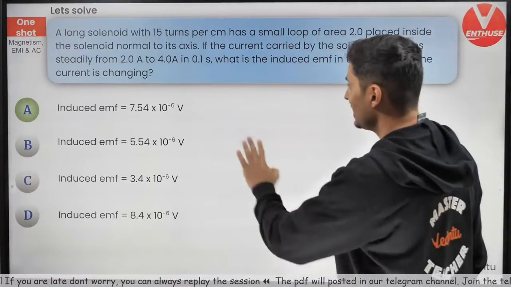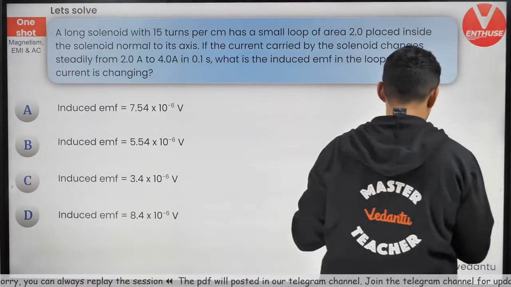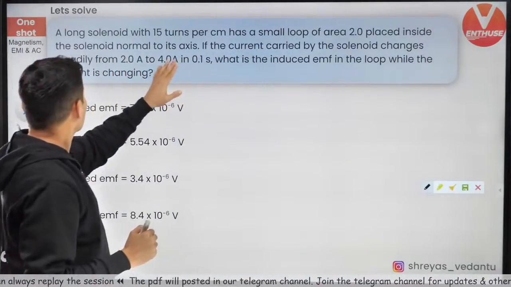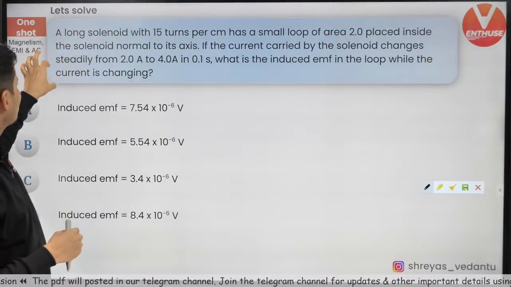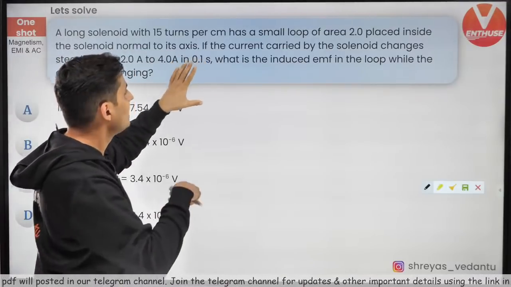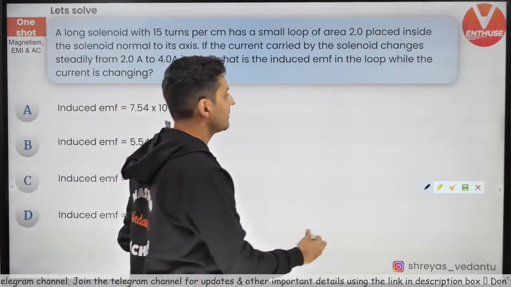Just forget about the answers. I'll just tell you how to solve this. Forget the values. So we had a solenoid of 15 turns per centimeter. A small loop of area is placed inside the solenoid normal to the axis. The current changes from this to this in 0.1 second. What is the induced EMF?